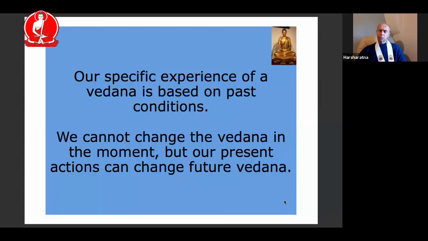So if we want to change our Vedana, we can change maybe future Vedanas arising, but we can't change our present Vedana. So in a way, I'm not sure I want to say any more than that. It's just worth contemplating Vedana. So to sum up, our specific experience of Vedana is based on our past conditions. We cannot change the Vedana in the moment, but our present actions can change future Vedana. So there we go.